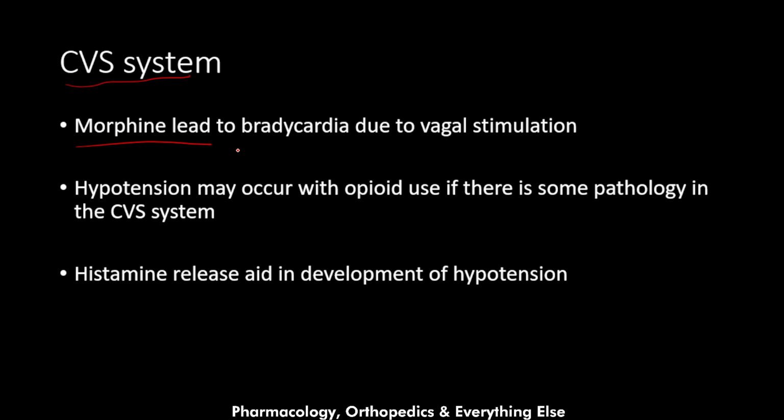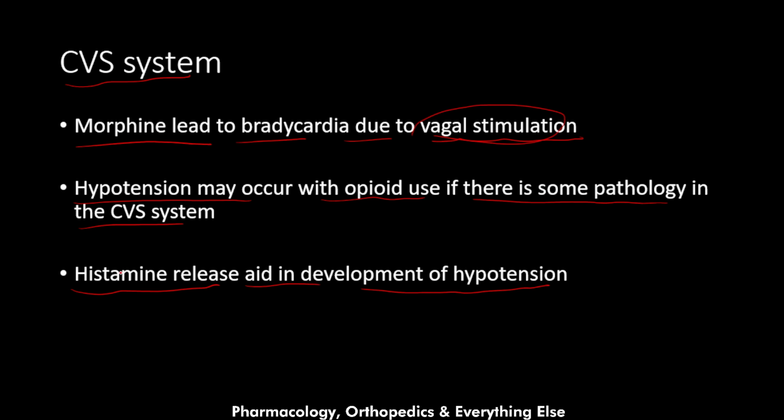Now let's talk about the cardiovascular system. So the morphine leads to bradycardia due to vagal stimulation, and hypotension may occur with opioid use if there is some pathology in the CVS system, and histamine release occurs with opioid agonist use like the morphine. It always occurs, so it would aid in the development of hypotension. So the vagal stimulation and the histamine release would both lead to hypotension if there is some pathology in the CVS system.